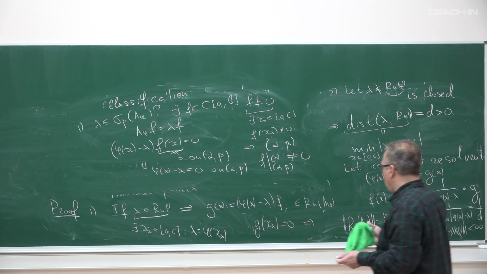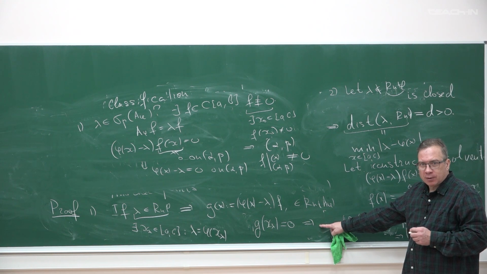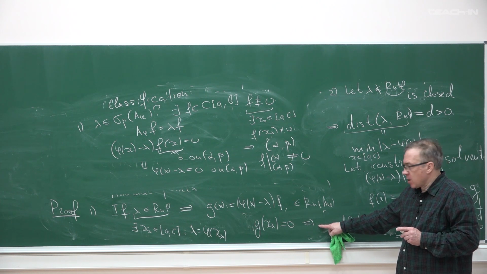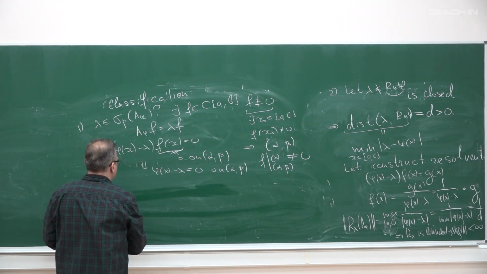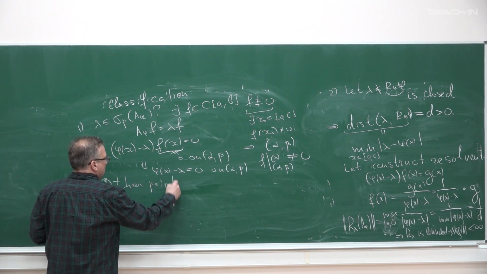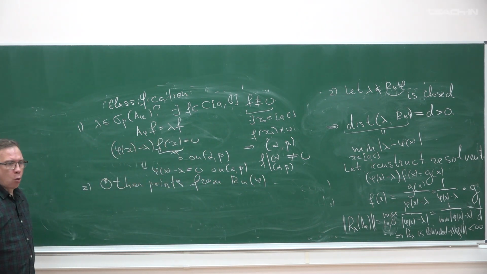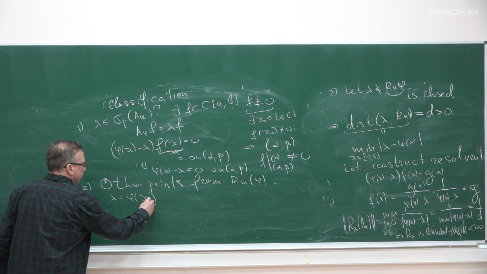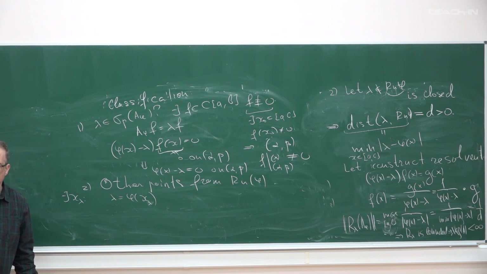And why are the other points from the residual spectrum? Good. We have the necessary part on the blackboard. If the function lies outside the range, so second, other points from the values of the function phi. So we know that lambda equals the function at some point x lambda, yes? There exists x lambda such that lambda equals the value at this point.